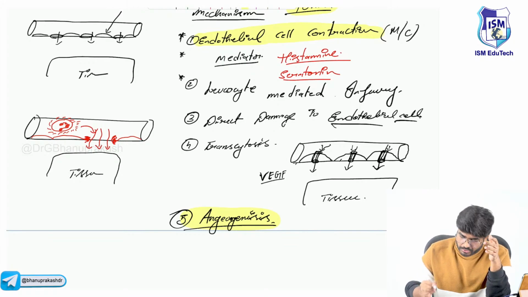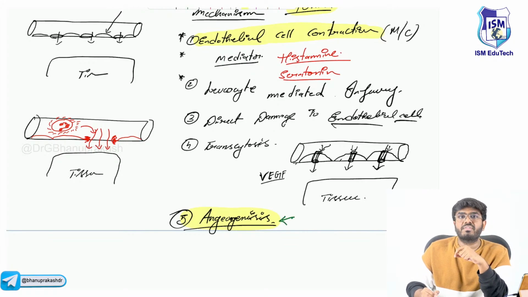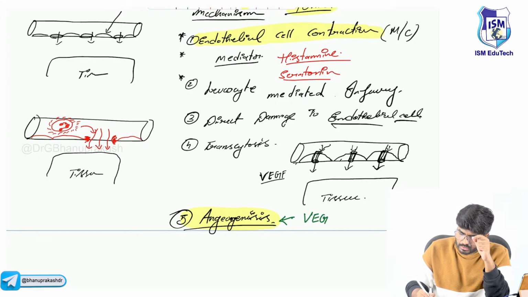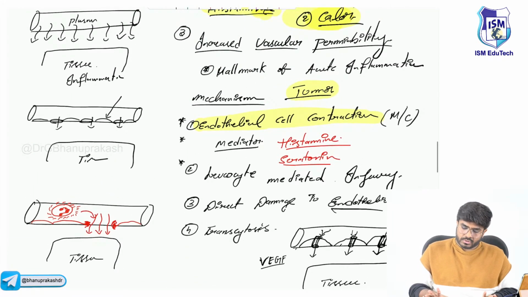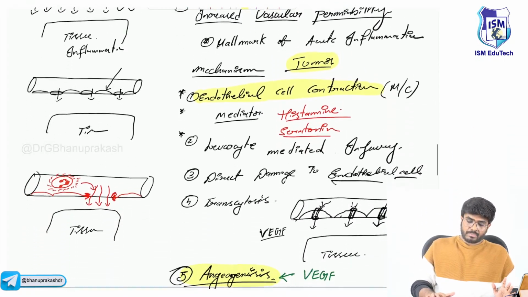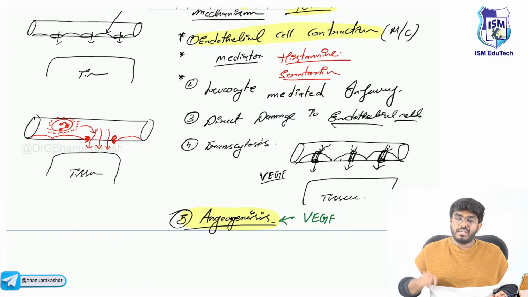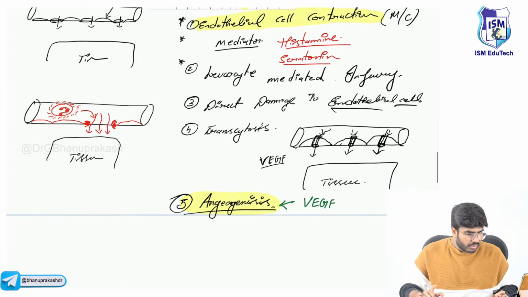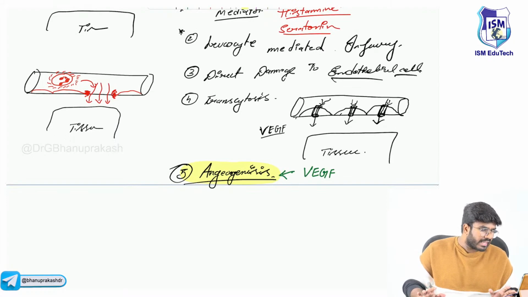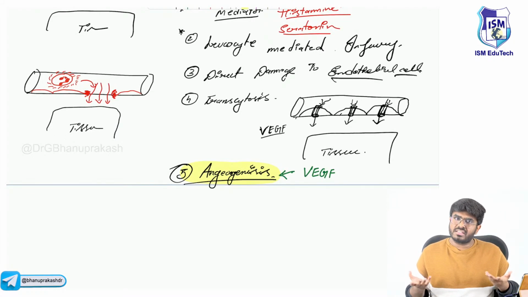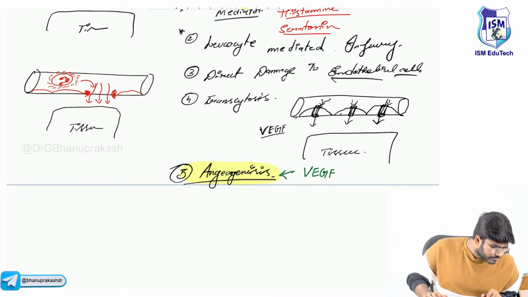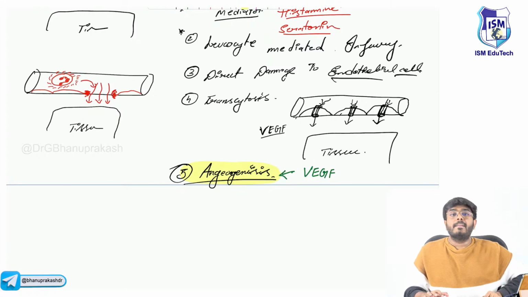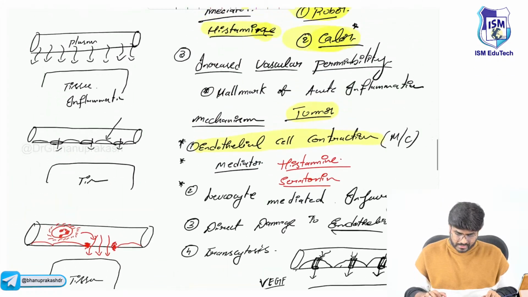And your exam MCQ is, the angiogenesis is because of which mediator? Vascular endothelial growth factor. With this done, the increased vascular permeability is completed. What are the mechanisms? Endothelial cell contraction, leukocyte mediated damage, direct damage to the endothelial cells, transcytosis, as well as angiogenesis. Yes, neovascularization, Pankaj. Neovascularization is the angiogenesis. Because of what? Because of vascular endothelial growth factor.